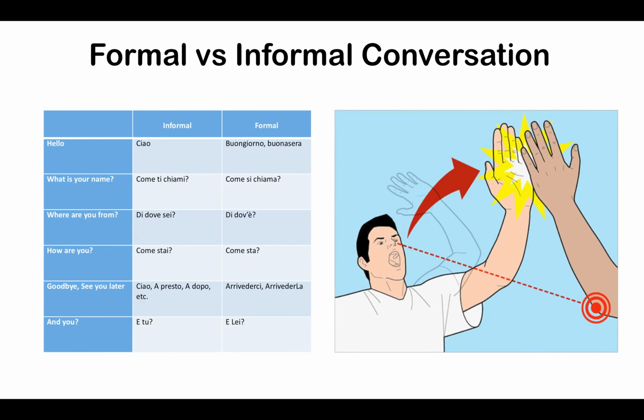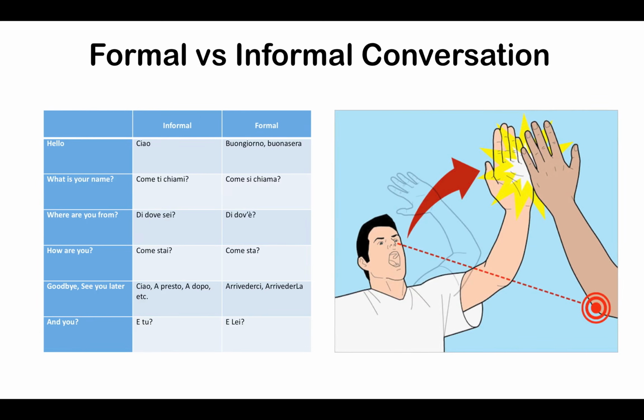So here we have some phrases that translate as the same thing, but are used in the second column, really, in the informal sense, and with the formal conjugation or sense in the third column. Hello, ciao. What is your name? Come ti chiami? Where are you from? Di dove sei? How are you? Come stai? Goodbye, or see you later. Ciao, a presto, a dopo, etc. All of those are used separately.